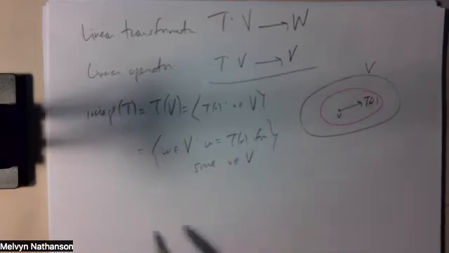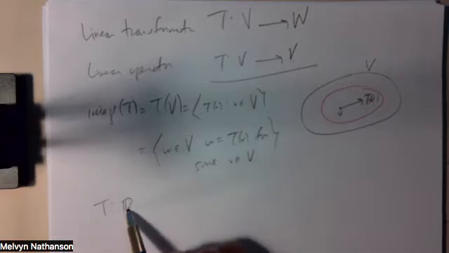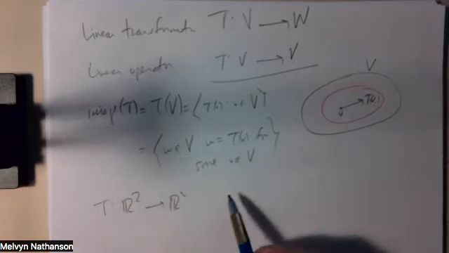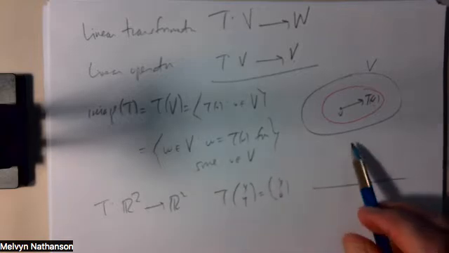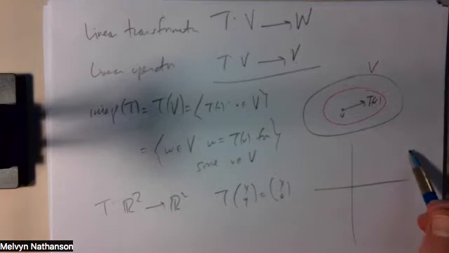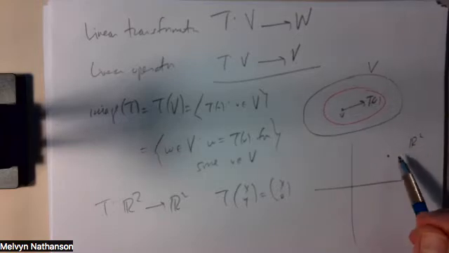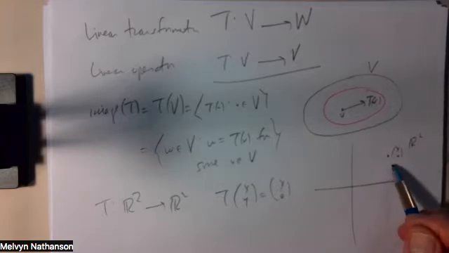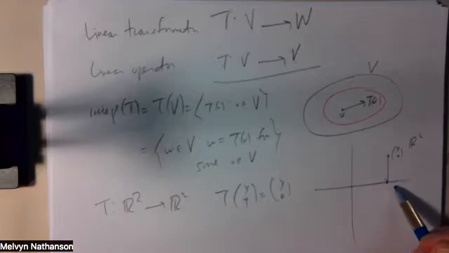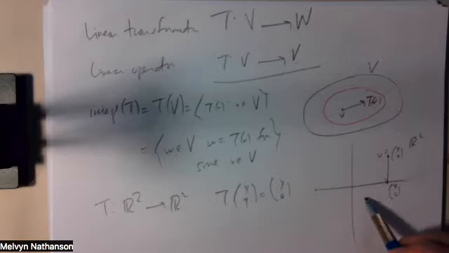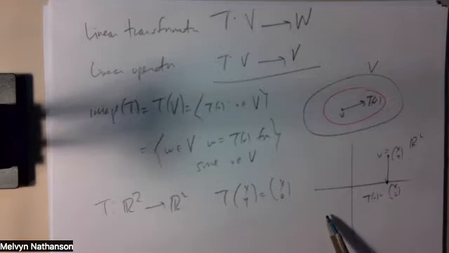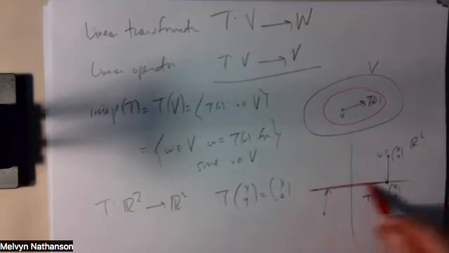So just to give an example, suppose we have T from R2 to R2, and it's defined by T of (x, y) equals (x, 0). So here's R2. Here is a vector (x, y), and it gets sent to the vector (x, 0). So if this is V, this is T of V. So this is just projection of a vector onto the x-axis.